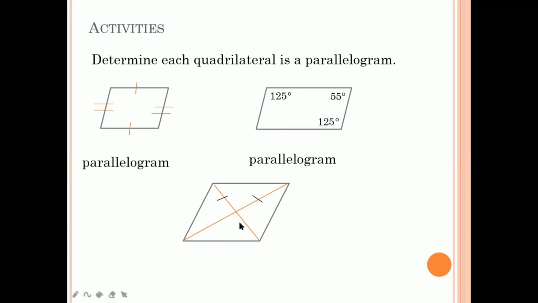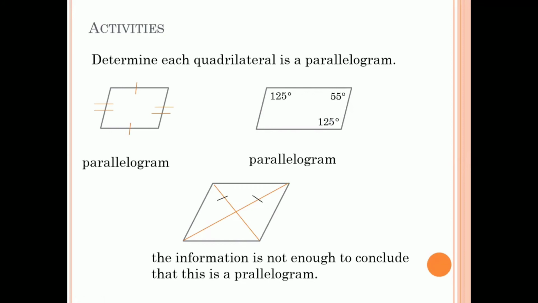Okay, how about this third figure? Is this a parallelogram or not? The information is not enough to conclude that this is a parallelogram. Why is this information not enough? It's because the given is the diagonal. Only these parts are congruent. So we don't know if the opposite sides are congruent or parallel. So this is not enough information to conclude a parallelogram.